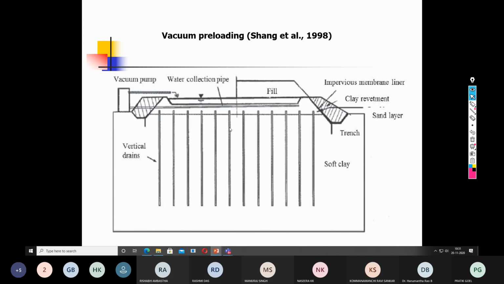Just imagine, when we are applying the vacuum from so many points, and collecting the water from so many points, less time is required to consolidate the soft clay. Earlier, with the sand drain, you impose the surcharge load to accelerate the consolidation by squeezing out the water. Now in the case of vacuum consolidation, instead of the surcharge load, we apply the vacuum pressure. That is the difference between the sand drain and the vacuum preloading.